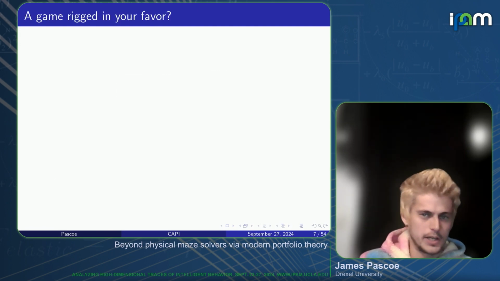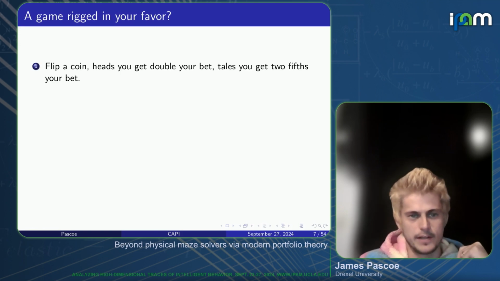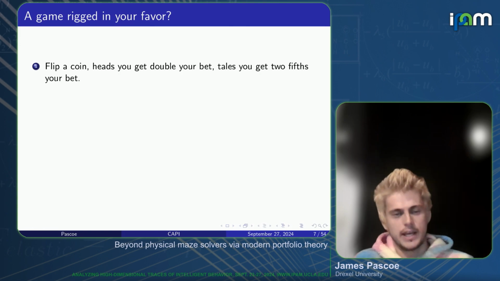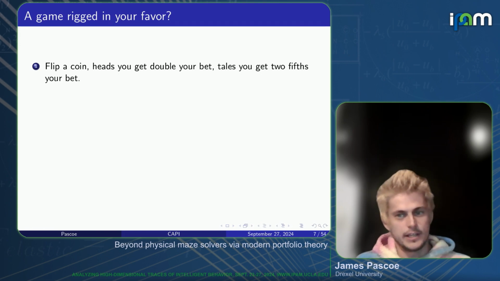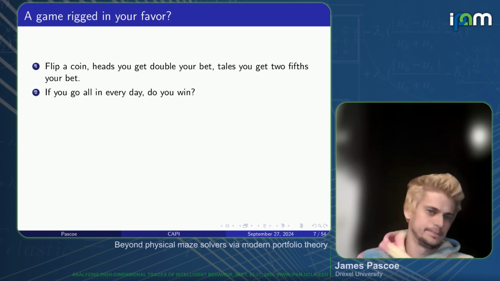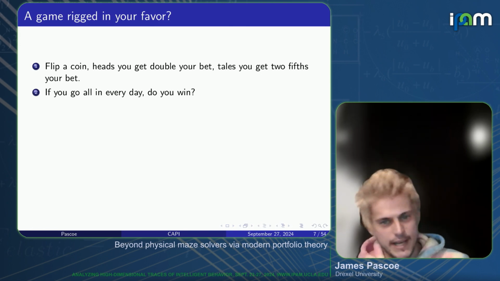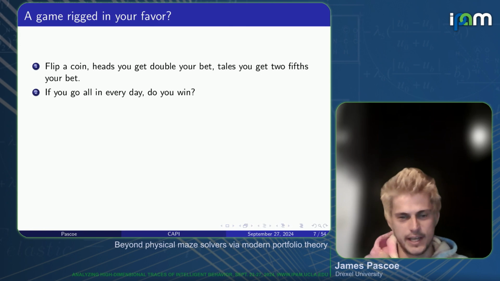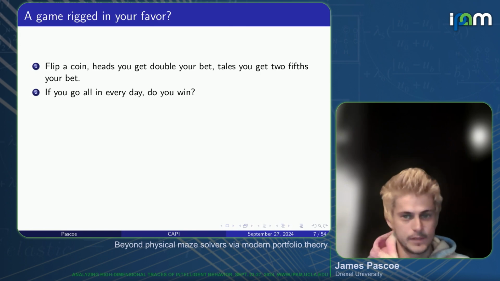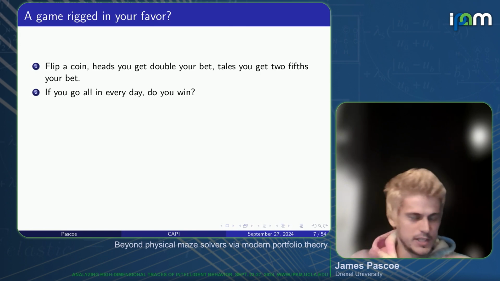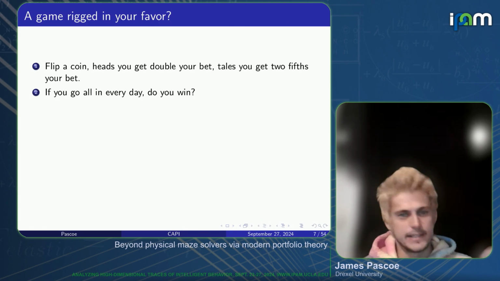So now I want to talk a little bit about a game that's rigged in your favor. Let's say I have a game where whenever I flip a coin, on heads, you get double your bet, and on tails, you get 2/5 of your bet. So if I go in every day, am I going to win? Let's say I have $10. Today I make the bet and I win. Then I have $20. And then I could play again, maybe the next day, with all my $20, and let's say that I lose, then I would only have $8 left over.